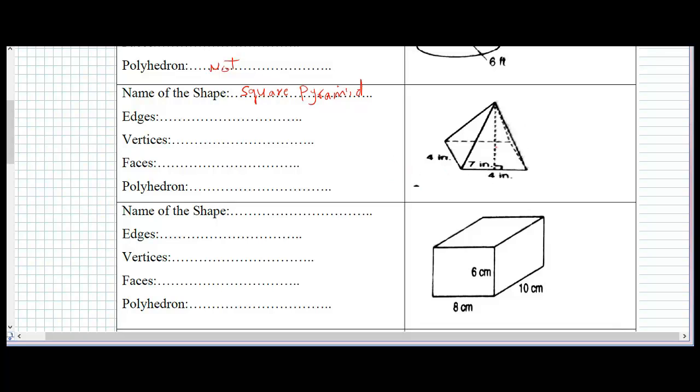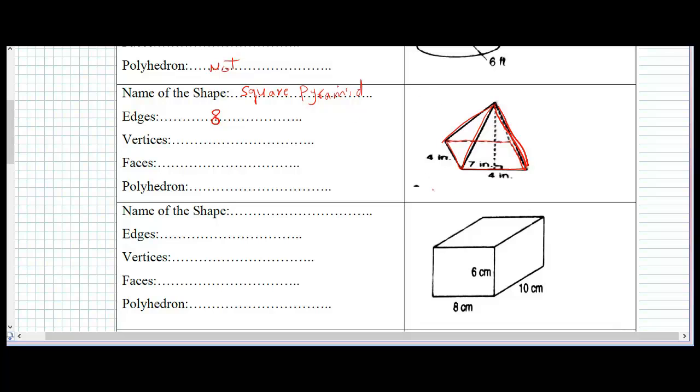Next, how many edges here? Let's count the edges. We have 1, 2, 3, 4 edges down. Okay, then from each one we have 1, 2, 3, and 4 in the back. So 4 and 4 means 8 edges.